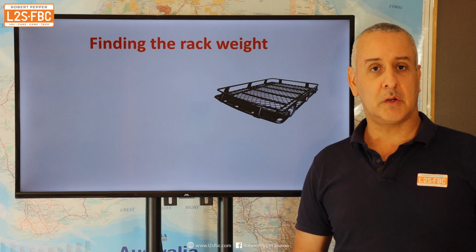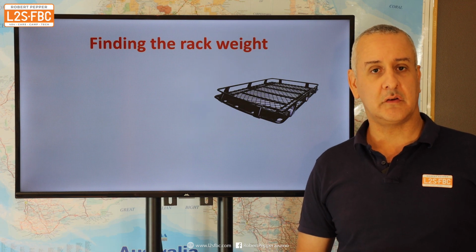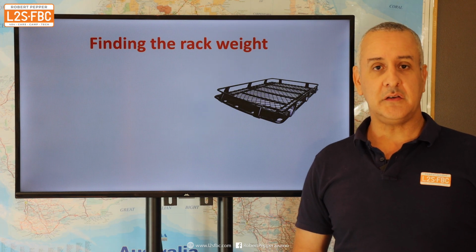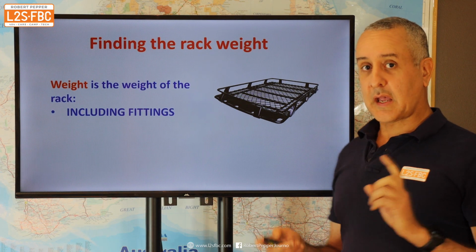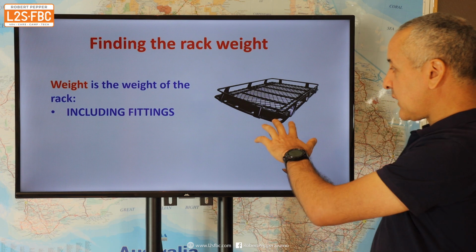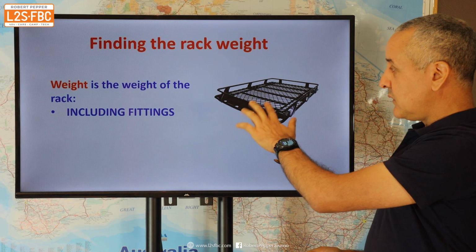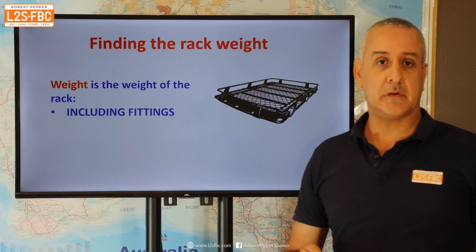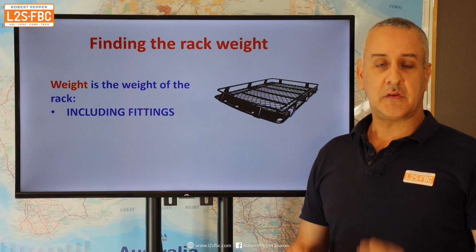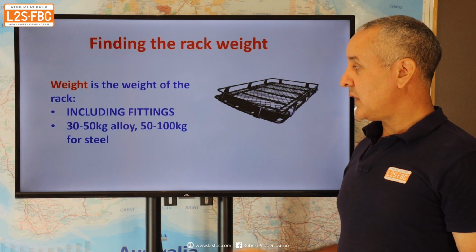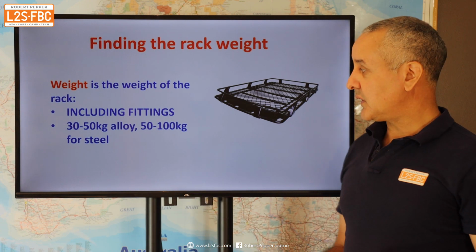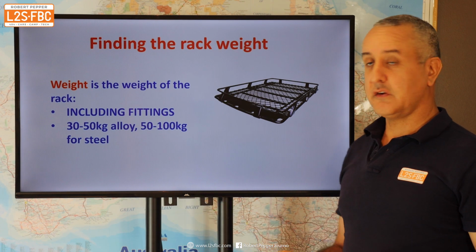Or I might create one for my own website to go with the towing and the tyre calculators so that it's a bit easier to find this information. So you're looking at the weight of the rack, and that has to include fittings, because this rack here doesn't include the feet and the rails to go on it. So whatever fittings or feet, whatever else you need, they have to be included in the weight of the rack. Really important. And normally it's around 30 to 50 kilograms for alloy racks, 50 to 100 for steel.